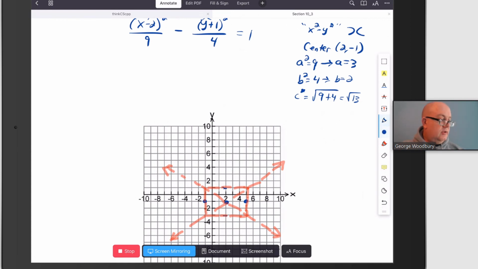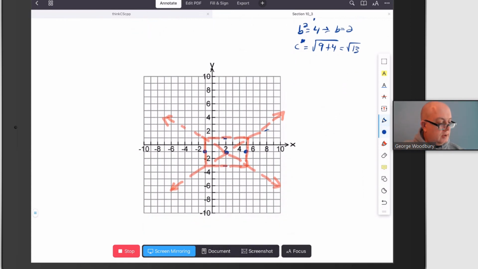And then again, since this one opens left and right, something like this, getting closer and closer to the asymptotes as we move out.